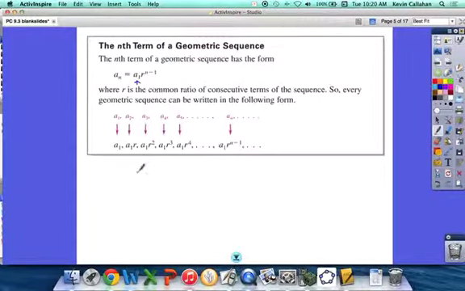I'll do it in terms of A_{k+1} equals A_k, the term before it, times r. That would be a recursive formula for geometric. Okay.